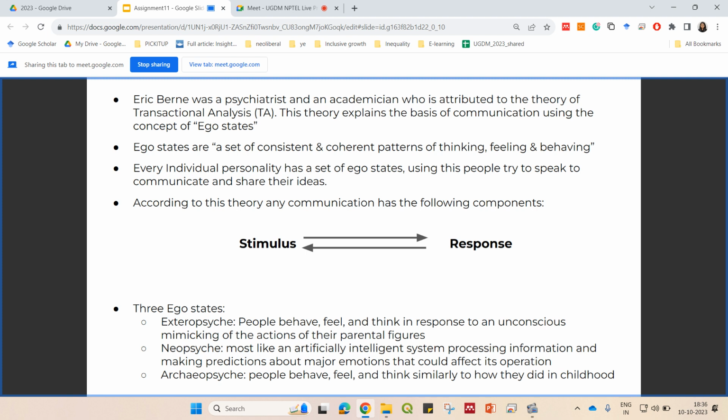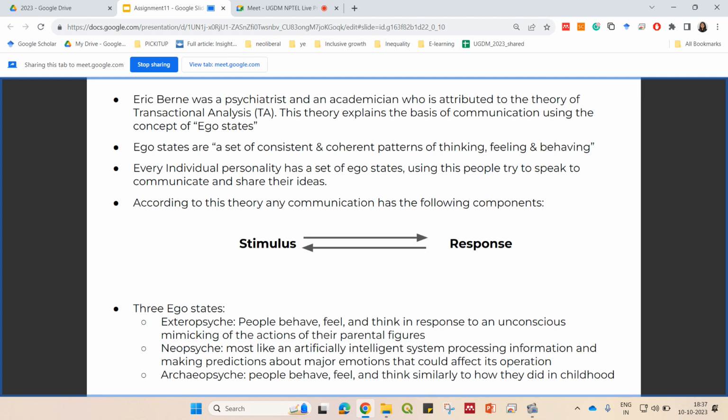So these are the three ego states which Eric Berne said there are in any kind of communication in his theory, and he said that in any kind of communication, the people communicating have one of these three ego states. Either they can be communicating in a child ego or archaeopsyche, behaving and communicating very naturally, like how they did in their childhood, without trying to emulate some values or principles, or without trying to understand their surroundings and manipulate their behavior, acting very naturally and normally. That's the archaeopsyche or the child ego.